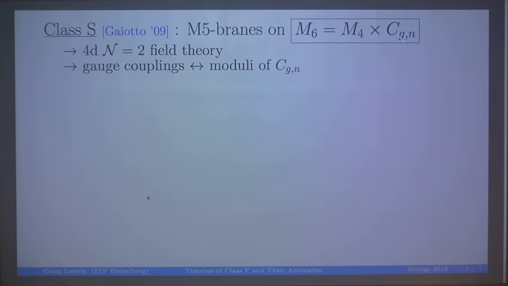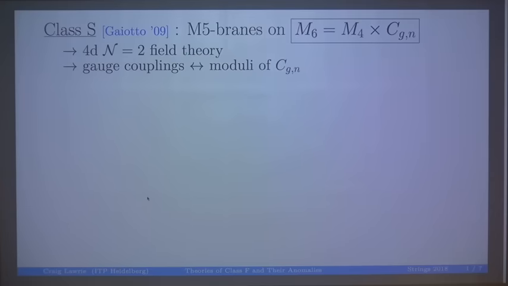Then the 4D theory in the low energy limit is the class S theory. And what is the relevance of the curve for this theory? Well, as is now well established, the complex structure moduli of that curve are related to the gauge couplings in the resulting 4D theory. So we ask ourselves the question, how may we generalize this construction?